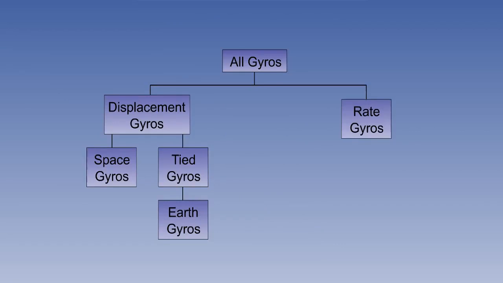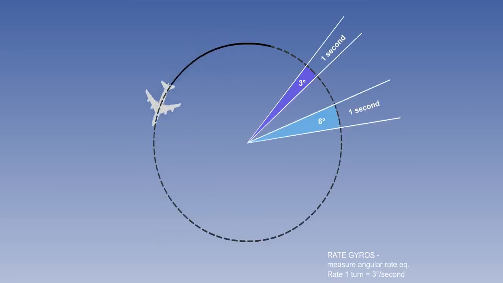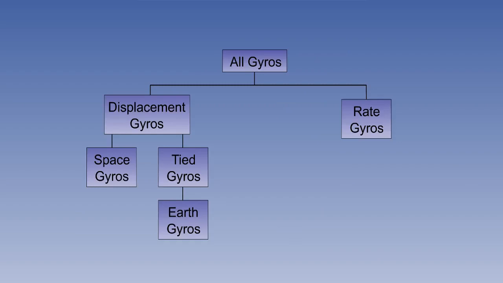The second category of gyros classified by function is known as rate gyros. Rate gyros are set up to measure angular rate. By this we mean, for example, a rate of turn. Common rates of turn are 3 degrees per second or 6 degrees per second. We can see here then the full family tree of gyros classified by function. It will help greatly in the understanding of gyros if we remember this family tree.